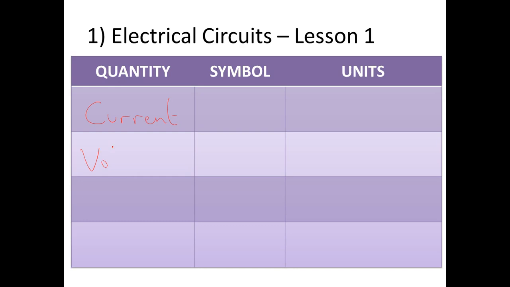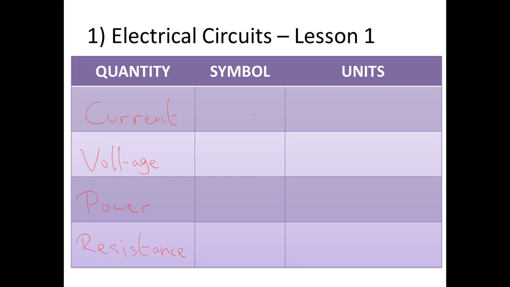We'll also be dealing with voltage. And those are our two most basic quantities. They're technically not fundamental, but for the GCSE course, they can be classified as that. And then we also deal with power and resistance, which are two derived quantities. So they actually stem from current and voltage.